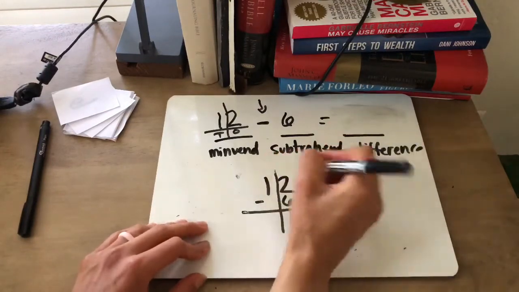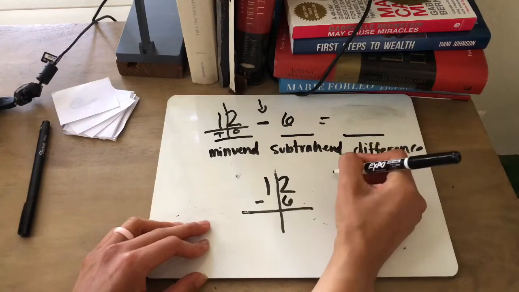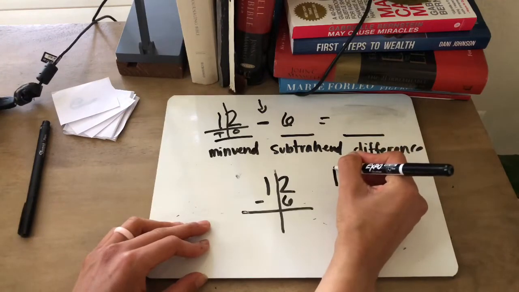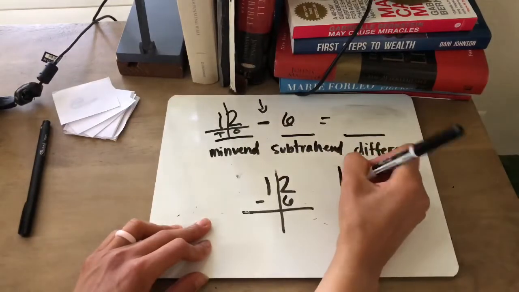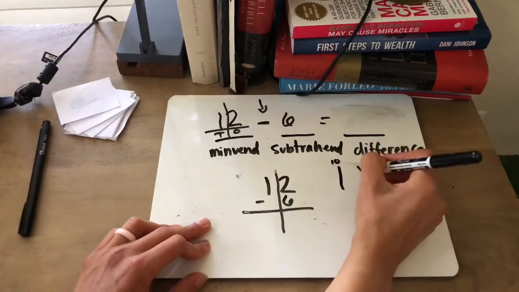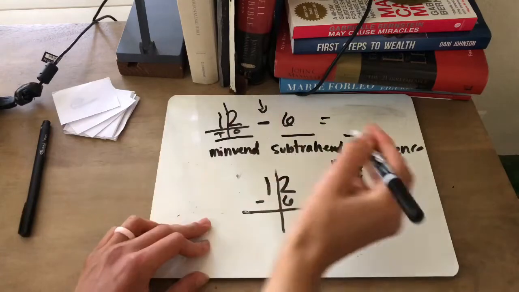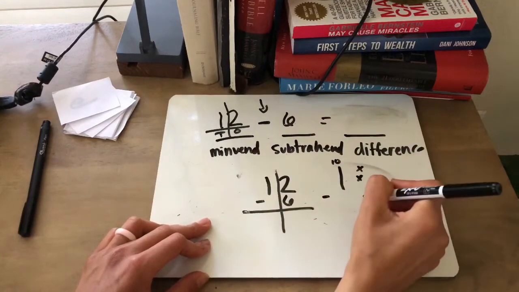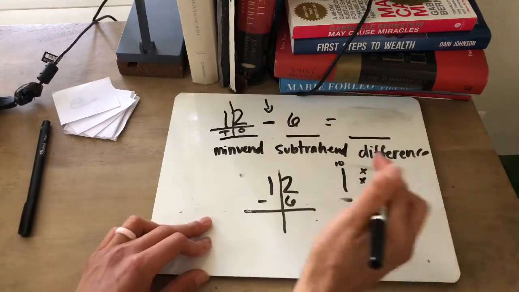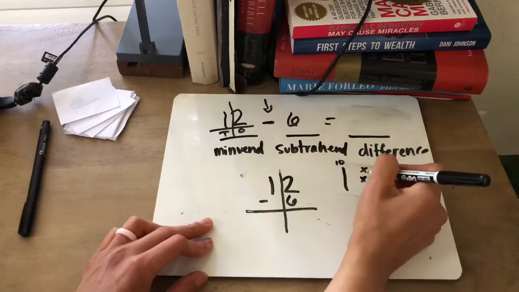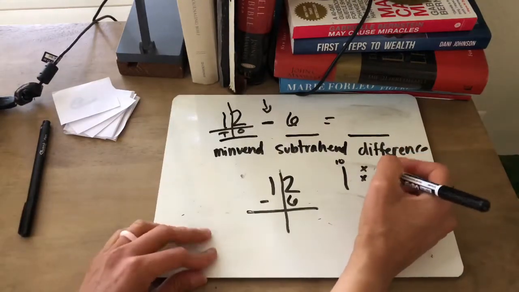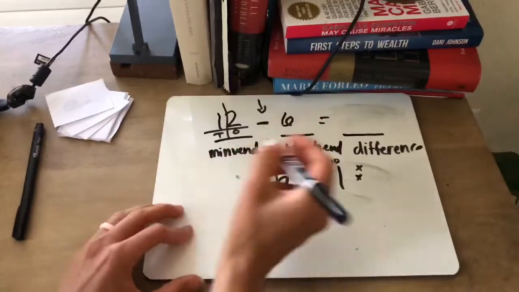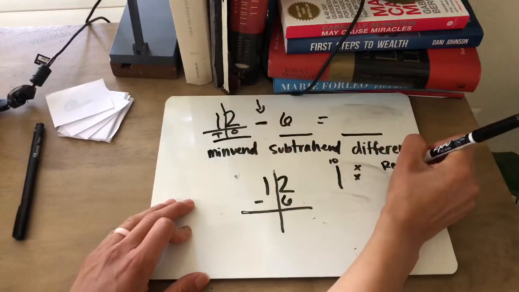I'm going to represent the 12 using base 10 blocks. So that means that I have 1 ten and 2 ones, minus 6 ones, right? So can I take away 6 ones from 2 ones? I cannot. So here's what I'm going to do, boys and girls. I'm going to regroup.